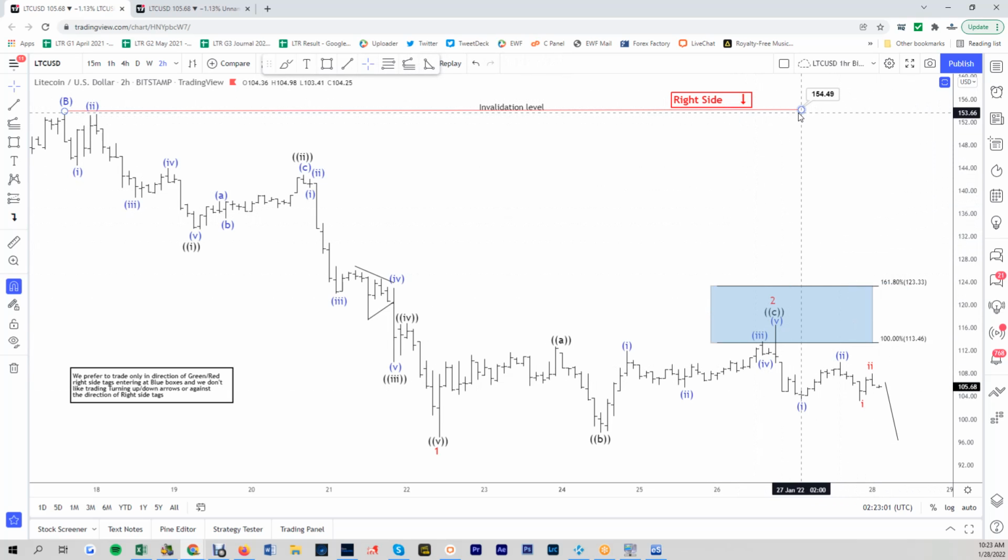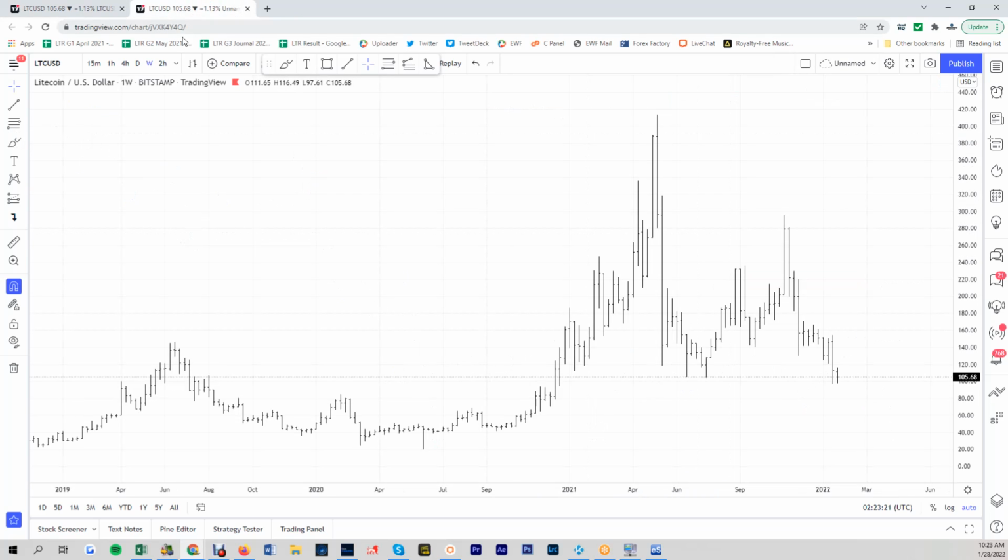Okay, and if there is any rally, it should always be in three swing, right? Either small three swing or larger three swing, but it is always going to be three swing if it is bearish, and finish around 100% extension. Now, if we take a look at the larger time frame, if let's say I go to the weekly time frame, this is very interesting.